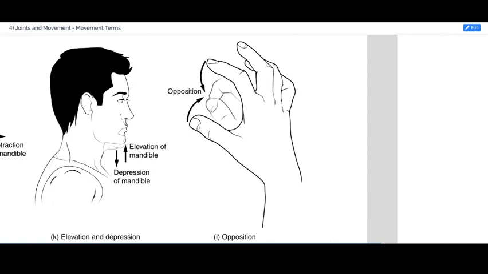And finally, the last movement term is opposition. And this is a special movement of the thumb to touch the various other fingers on your hand. It's dependent on that saddle joint, which is unique at the base of the thumb, at the carpometacarpal joint that was discussed earlier. It gives us the ability to grasp things with our hands.